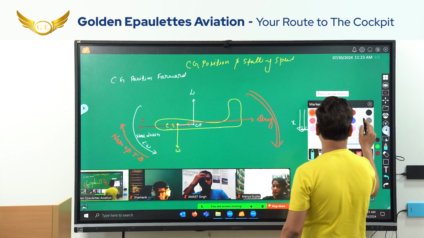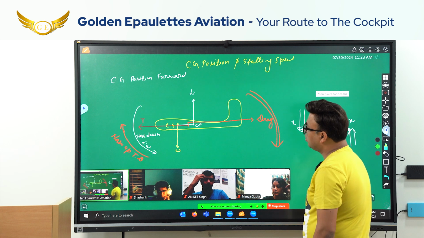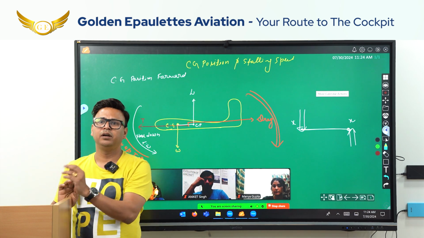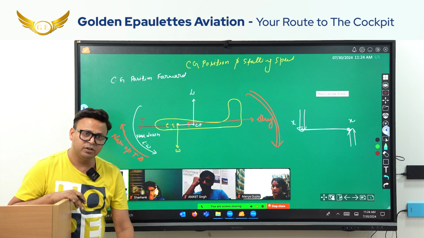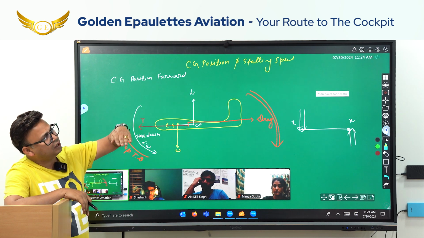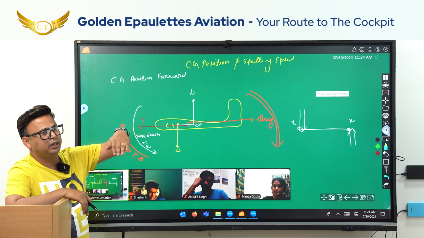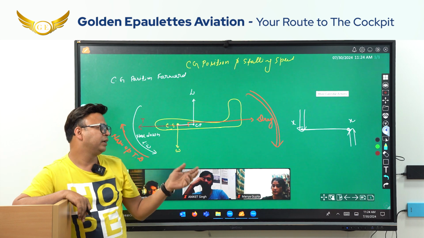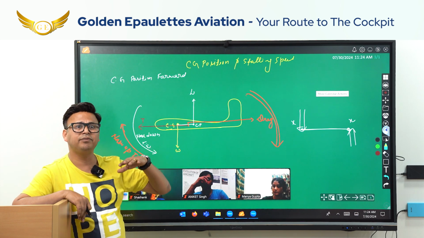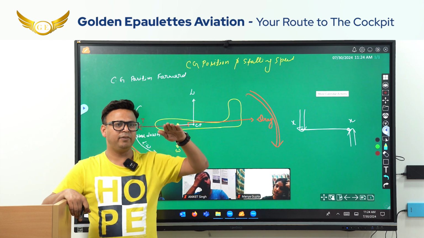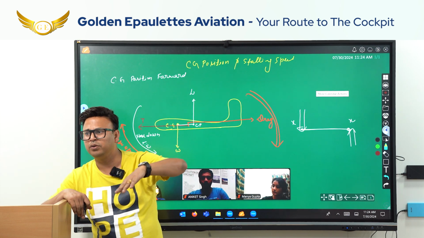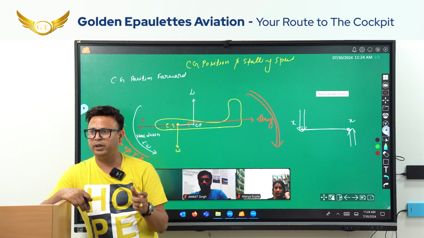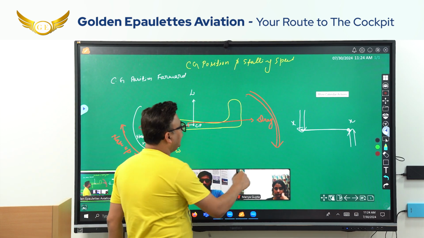But in reality, what happens? Your lift and weight couple is way stronger than the thrust and drag couple, which technically means the aircraft will still remain in a nose down attitude. This will cause instability. Your aircraft inherently should be stable, but when its tendency is to go nose down, that means it is unstable.